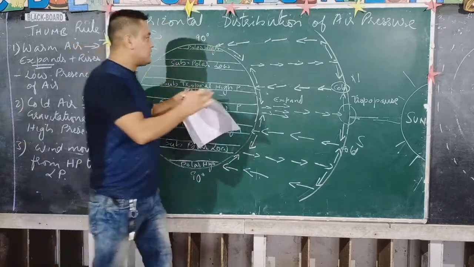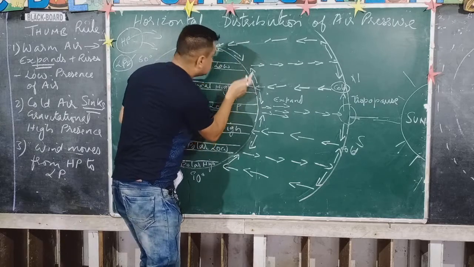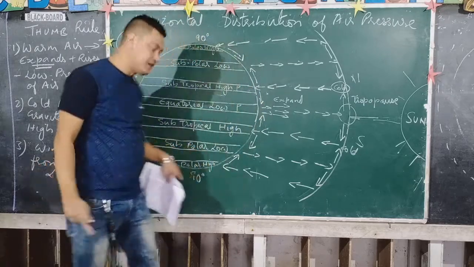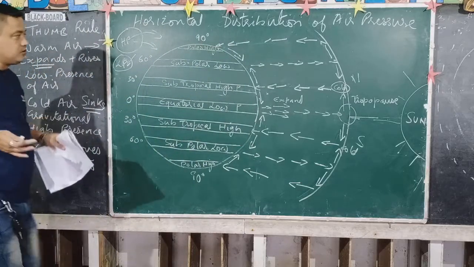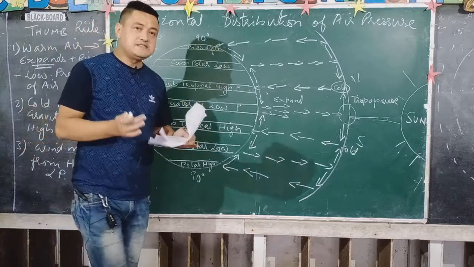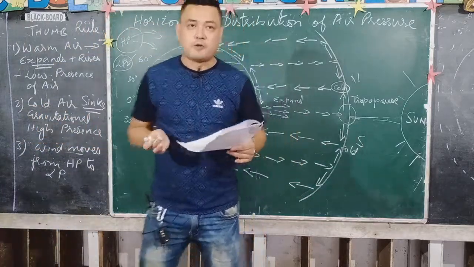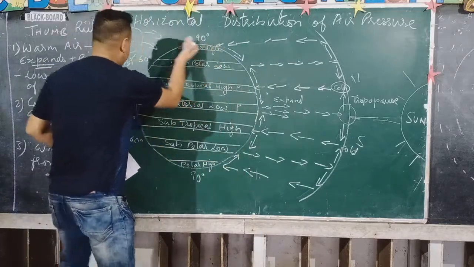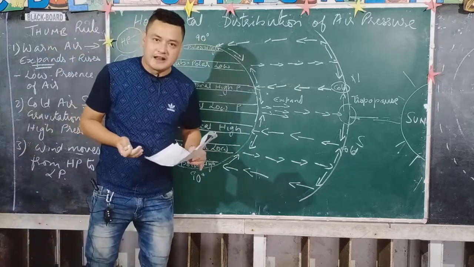So wind always moves from high pressure to low pressure. Now you can see here the third point: wind always moves from high pressure to low pressure. So this is the way the wind moves, or the movement of the wind is felt in this area. Not only in this area, the same thing happens in this area also. I cannot draw it here. You can understand it by yourself.